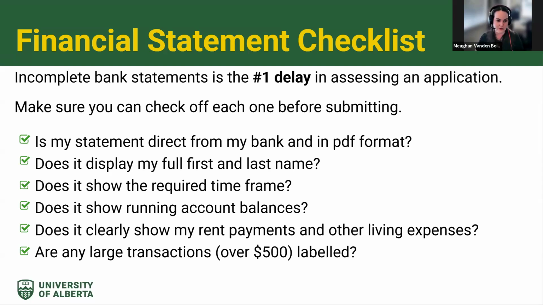It has to have your full first and last name on it. It has to have a running account balance, which means that as money goes out, it's updating with every transaction what the balance of your account is. Does it show your rent and other living expenses? Are there large transactions that are not labeled? They should be. And then, of course, is it for the right time frame? Does it contain August 31st?